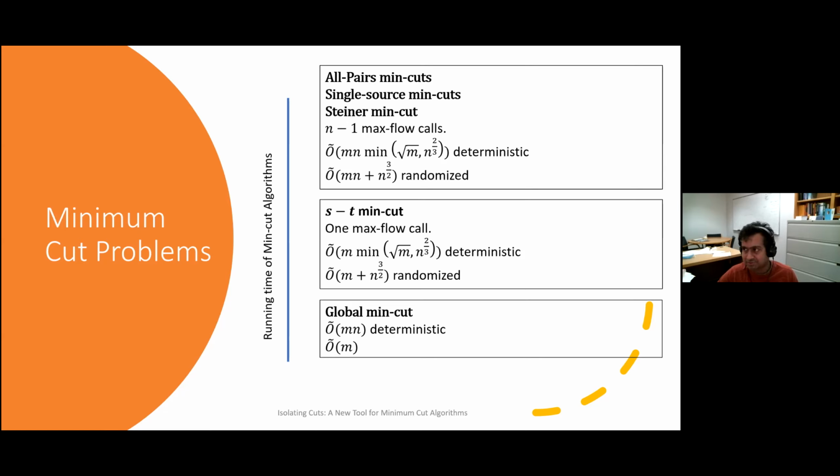ST min-cut is sort of the next tier, where we have algorithms that don't quite get all the way down to linear time, but are relatively close. And then the third tier are all the 3 other problems. All of them essentially at this point still take n-1 max flows. So for example, for the single source min-cut problem, there is no non-trivial algorithm that goes beyond just running n-1 iterations of ST max flow. Okay, so that was the state of the art.